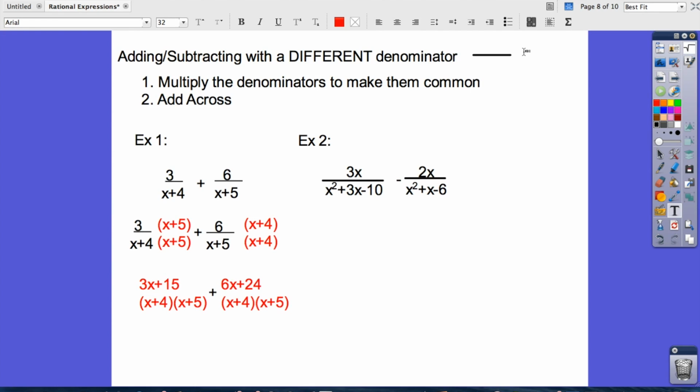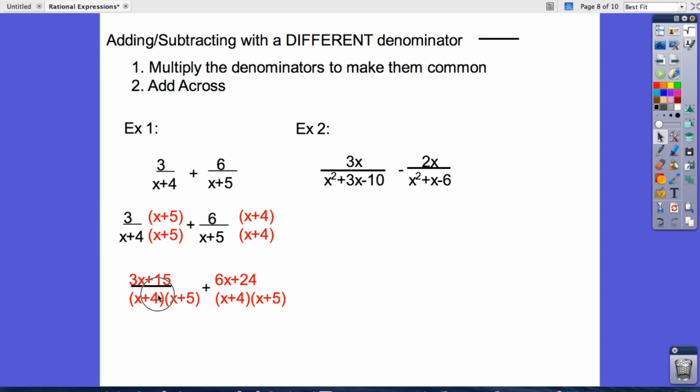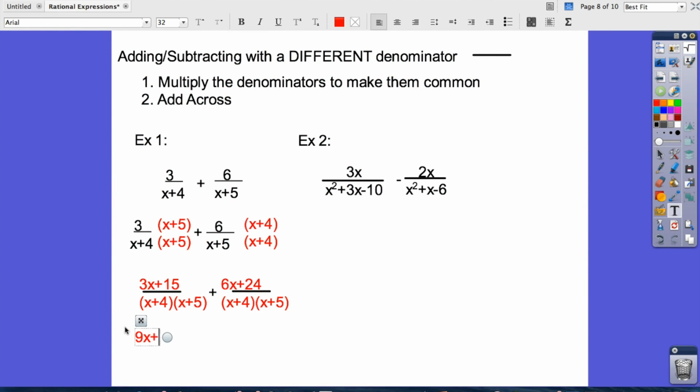And then again, we're adding across. So when we add across, we get 9x plus 39. So when we do that, we get 9x plus 39, and our denominator stays the same.